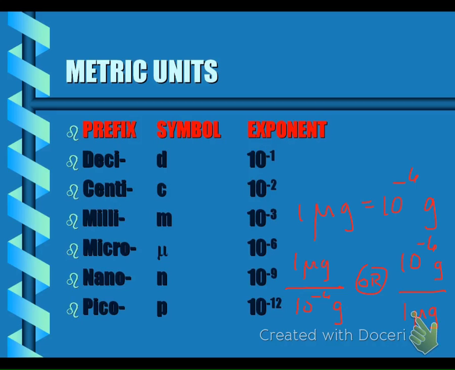Now, in your notebook, I would like you to write an equality for centimeter and meter, and then the two fractions that we could write to go with that. Hopefully you wrote 1 centimeter equals 10 to the minus 2 meters, and that your two fractions would be 1 centimeter over 10 to the minus 2 meters, or 10 to the minus 2 meters over 1 centimeter.